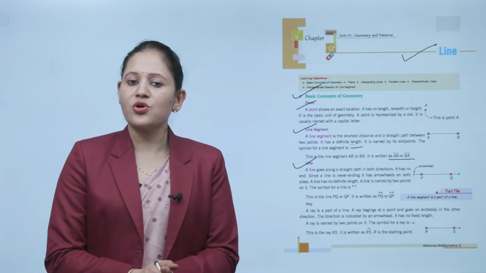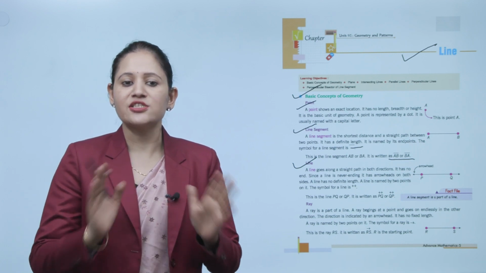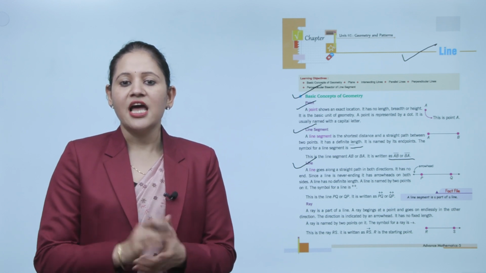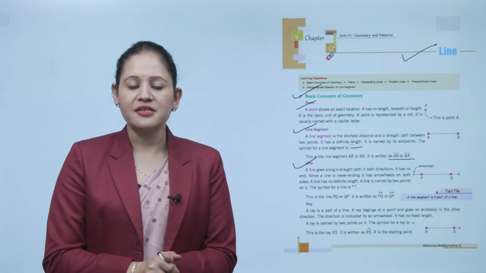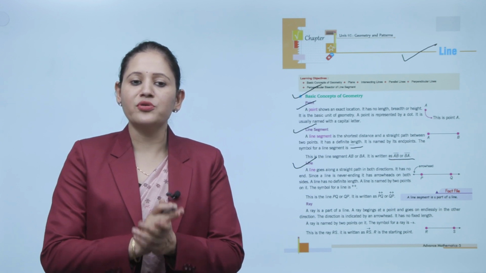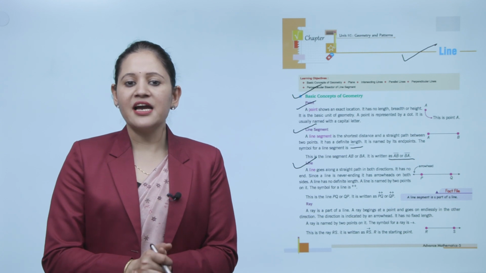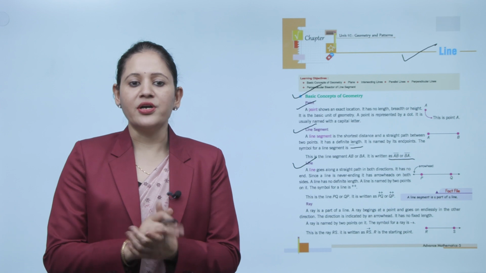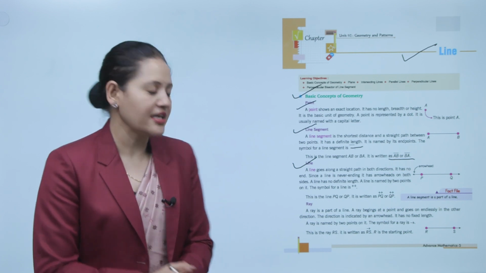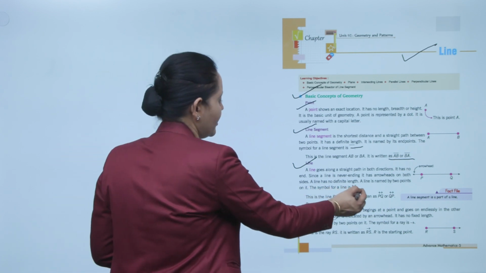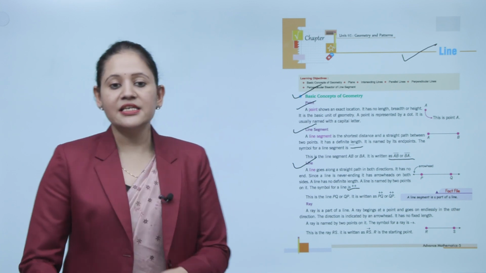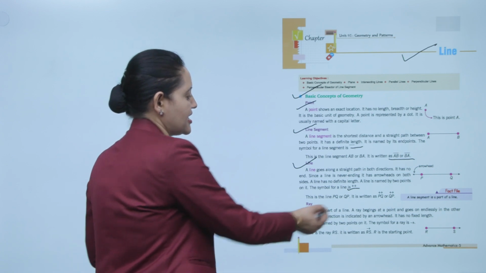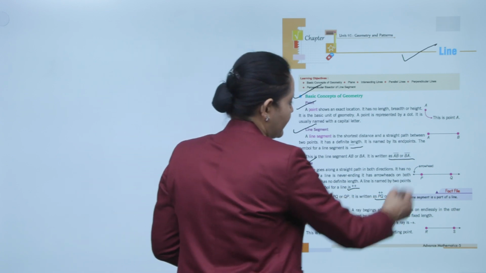Next is line. A line goes along a straight path in both directions. It has no end. Since the line is never ending, it has arrowheads on both the sides. It means it can be extended in both the directions endlessly. A line has no definite length. A line is named by 2 points on it. The symbol for the line is a 2-side arrow. This is the symbol of line. This is the line PQ, which can be written as line PQ or QP.